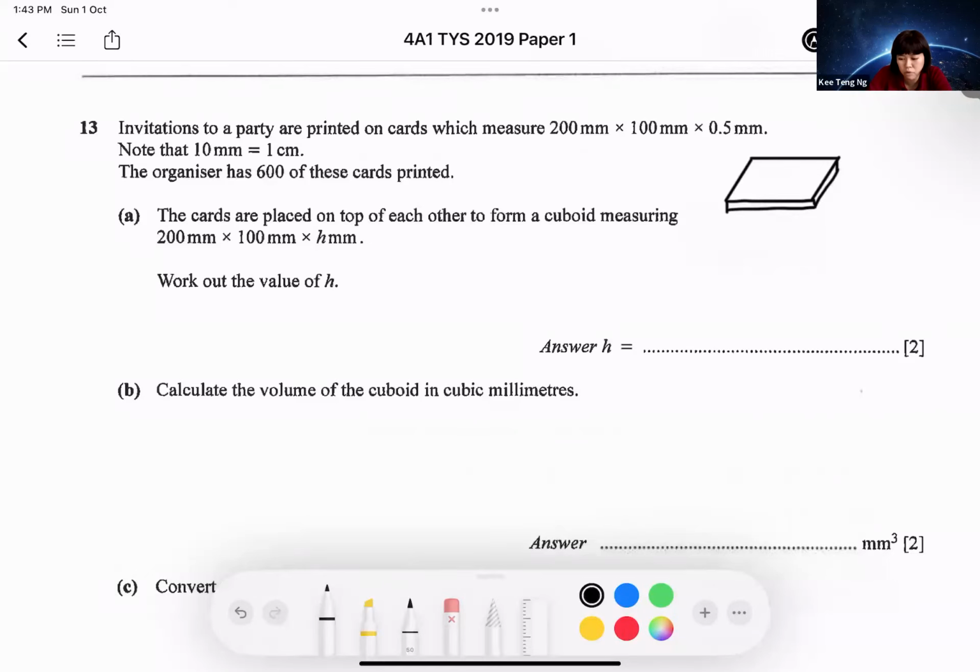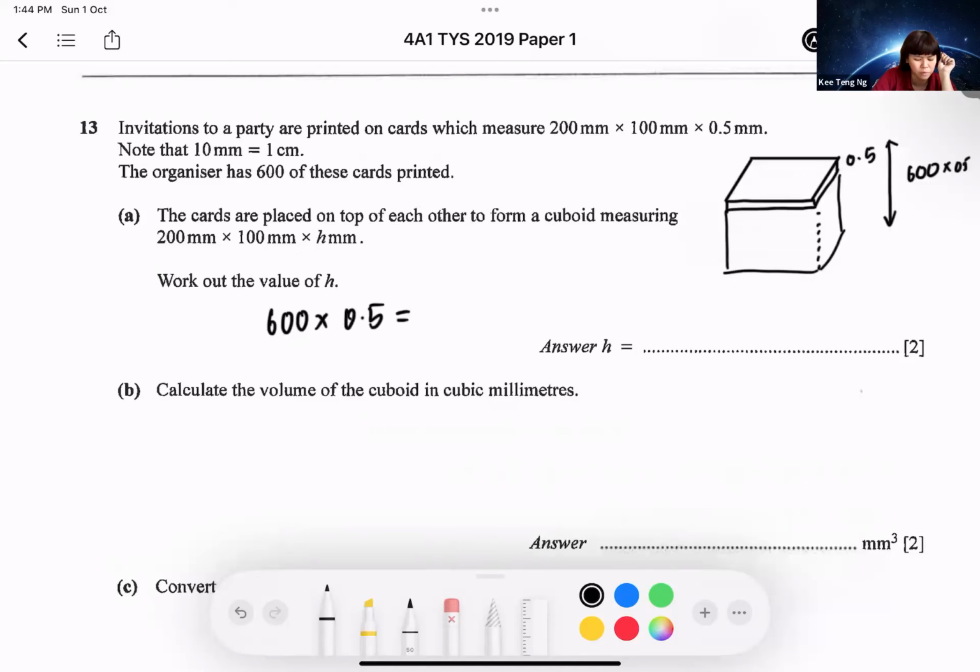The organizer has 600 of such cards printed. 600 of them, and they are placed on top of each other to form a cuboid. There are 600 pieces. Remember, one piece is 0.5 mm. So the whole height, the value for H, will be 600 times one piece, 0.5. And that gives you 300 mm. So this one over here will have 300 mm.